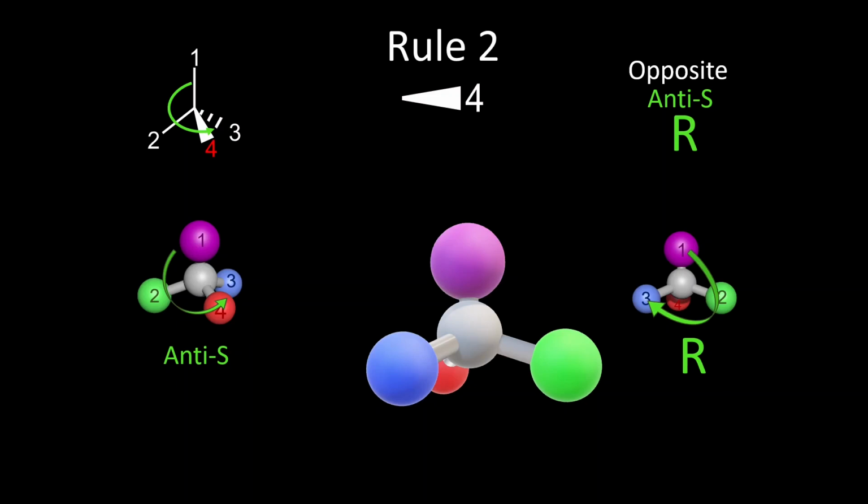So we can conclude if the fourth priority is coming out towards us on a wedge, we can draw our arrow from 1 to 2 to 3, and then you will flip whatever it is. It will be anti-S or anti-R, and you will take the opposite of that, and you will get the correct answer.